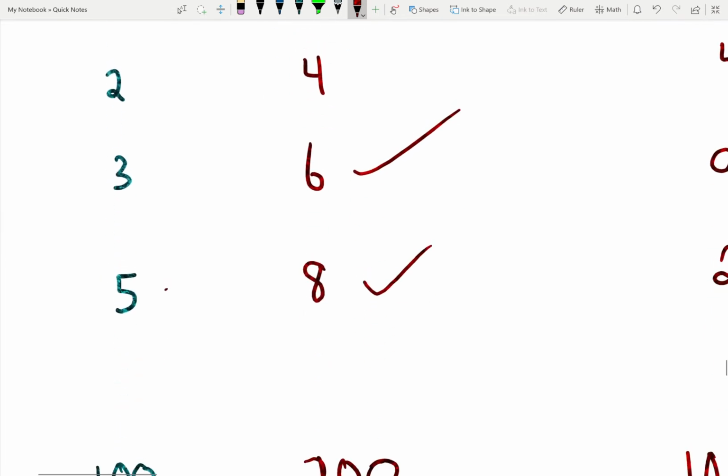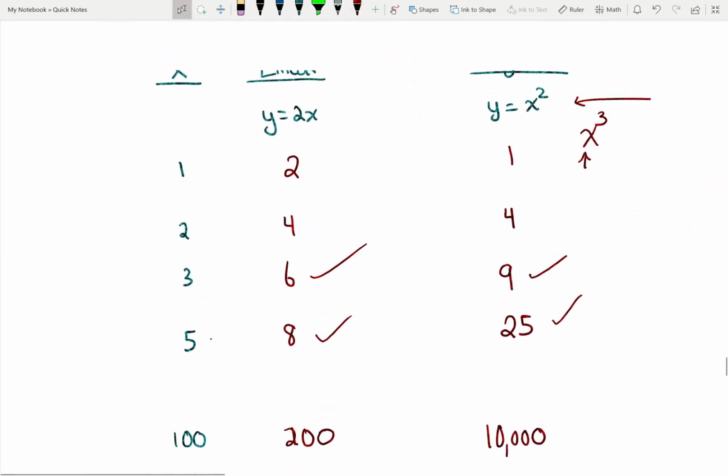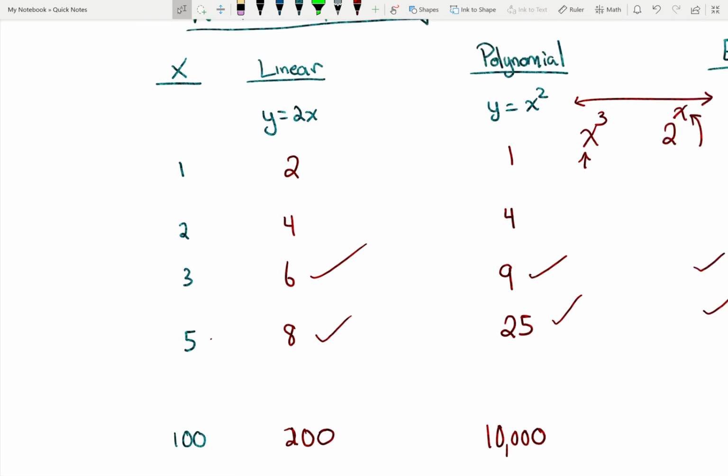So let's look at what happens if we plug in, I forgot what I picked, 100 into our function. So for our linear function, I plugged in 100 for x, I get 200. For my polynomial function, if I plug in 100, I get 10,000. So 10,000 is, in my opinion, way bigger than 200.